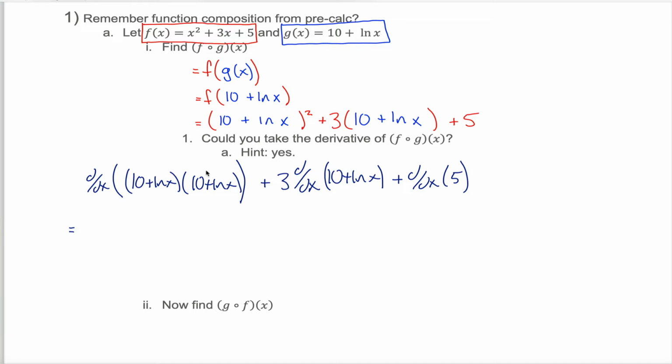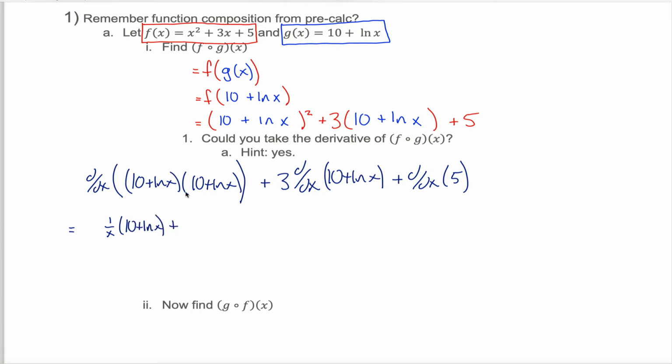So if we're taking the derivative of this times this, you take the derivative of the first thing. The derivative of 10 plus the natural log of x is the derivative of 10 plus the derivative of natural log of x, which is 0 plus 1 over x, or just 1 over x. And then you'd multiply that by this thing left all alone, 10 plus the natural log of x.